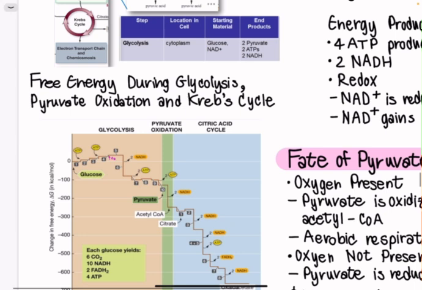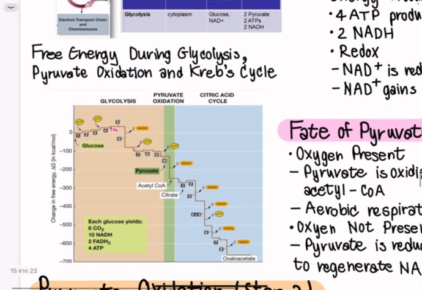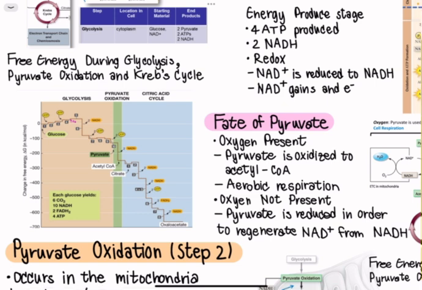This is free energy during glycolysis, pyruvate oxidation, and the Krebs cycle. There is only so much NAD+ present in a cell. Therefore, we have to recycle NADH to create more NAD+ to keep glycolysis running. NADH must be recycled to NAD+ by either aerobic respiration or fermentation.